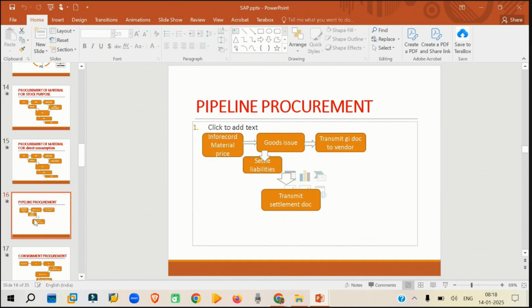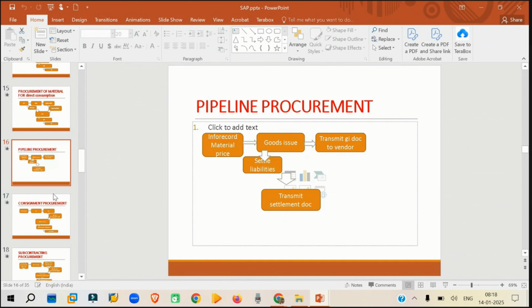Next one is pipeline procurement. In pipeline procurement, there is no PR, no PO concept. Directly you will create an info record with respect to your supplier. You will be creating a material supplier combination. You have to create an info record. Whenever you require, you directly do the goods issue and you settle the liability. Okay, you pay the supplier or you pay the vendor. That is what the pipeline process is.